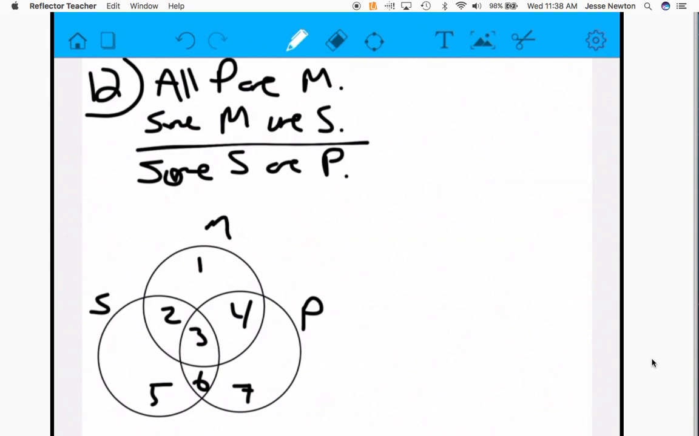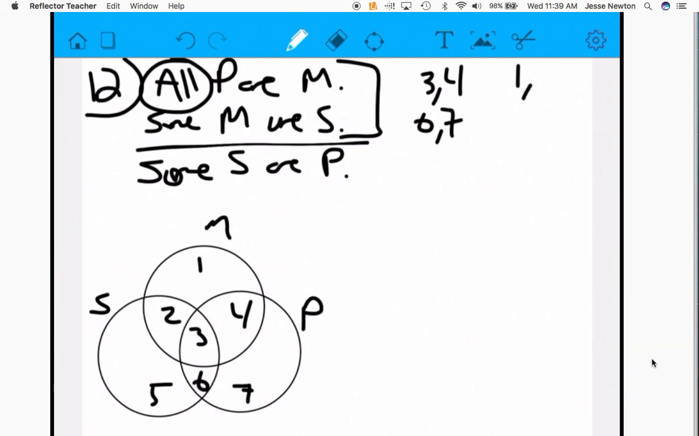All right, so we're going to begin diagramming the combined premises, and we start with the premise that has the universal quantifier. All P, I'm not going to write out the whole thing again. I'm just going to write the numbers. So P is 3, 4, 6, and 7. And M is 1, 2, 3, and 4. So we circle the regions of overlap.